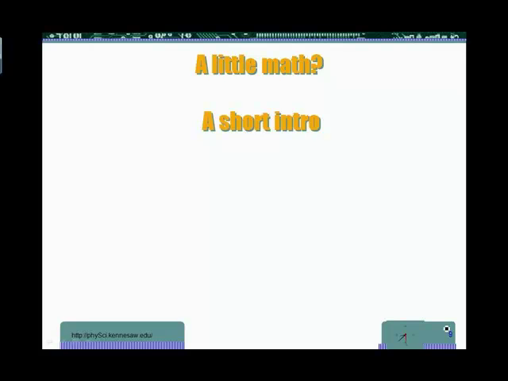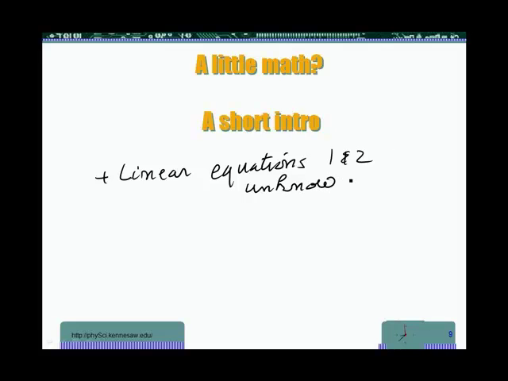We are going to have to solve equations with one unknown, or sometimes two equations with two unknowns. So we are going to solve linear equations with one and two unknowns. We will solve as well quadratic equations.